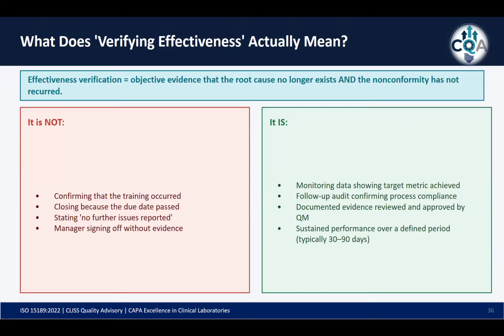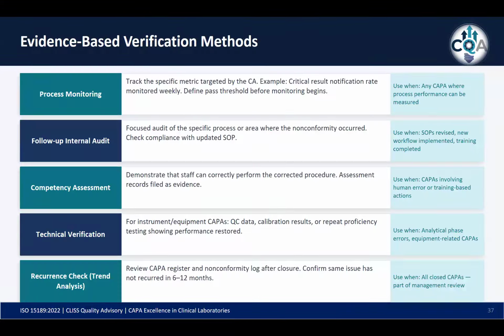It is about a sustained performance over a defined period of time, typically 30 to 90 days, to then say, indeed, over the past 90 days, this corrective action has been sustained, and therefore we have lessons to learn from that. Okay. And then evidence-based verification methods. This is new. Please have a look at this thoroughly, understand, and implement in your labs.